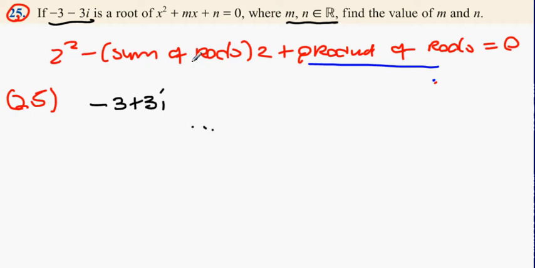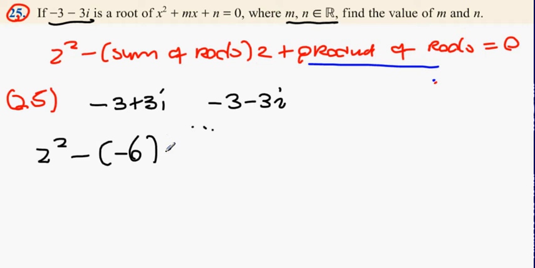And now we can do the formula here, z squared minus the sum of the roots. So minus the sum of the roots is going to be adding them together, so it's going to be minus 6, the 3i's cancel, so it's going to be minus 6z. Then plus the product, so we're going to multiply them by each other.